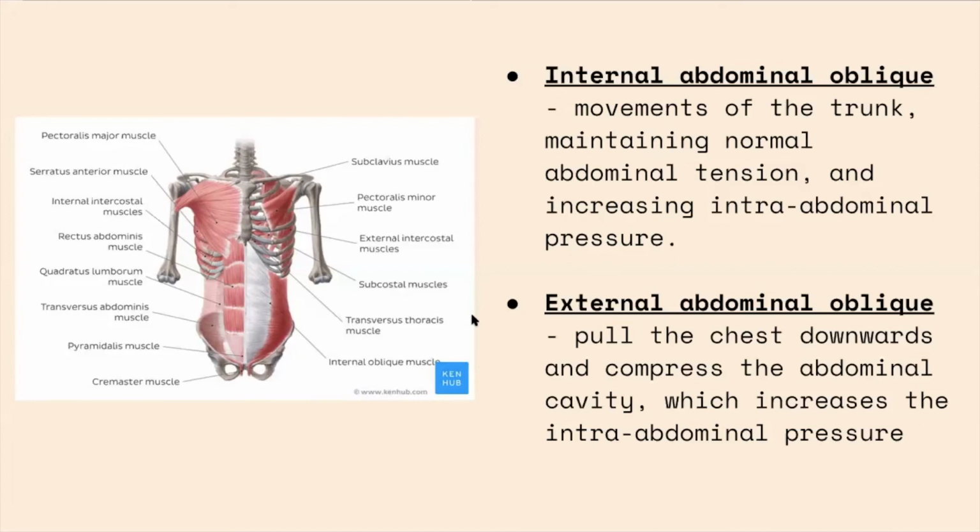So it pulls your chest down, like your diaphragm. It basically just smushes everything together, and when it does that, it makes more pressure in our torso. It makes more pressure in our trunk, in our chest and our abdomen. So that's what the external abdominal oblique does.